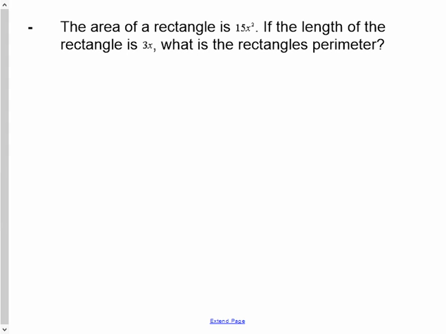And the last question on your quiz says the area of the rectangle is 15x squared. If the length of the rectangle is 3x, what is the rectangle's perimeter?